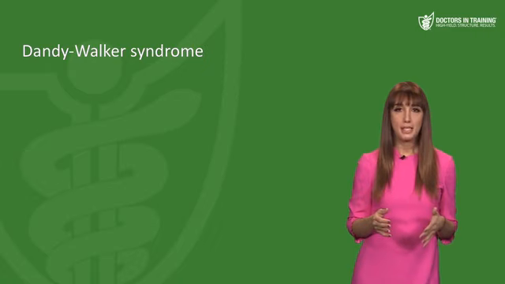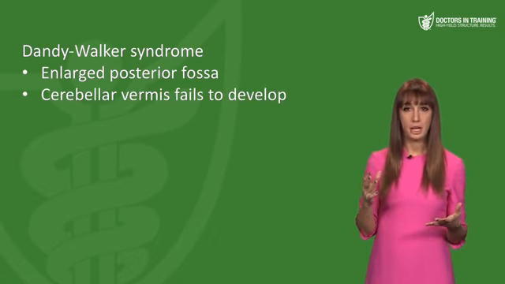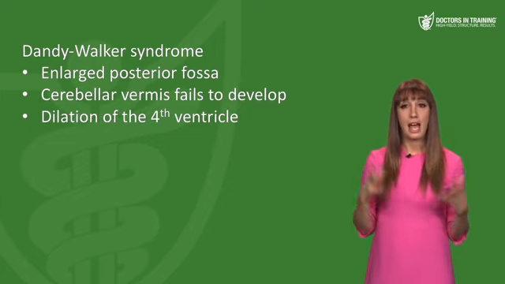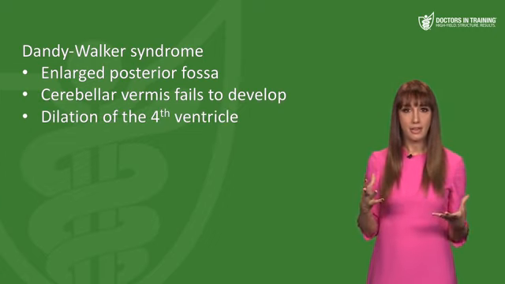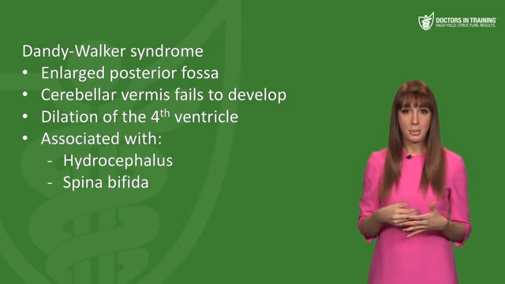One last type of posterior fossa malformation to mention briefly is the Dandy-Walker syndrome. Basically, this is where you have an enlarged posterior fossa and the cerebellar vermis fails to develop. So the fourth ventricle dilates to fill up the space that's left. And this can be associated with hydrocephalus and spina bifida.